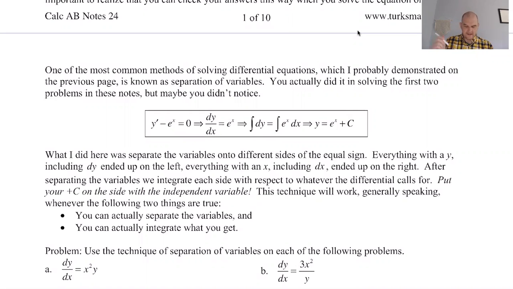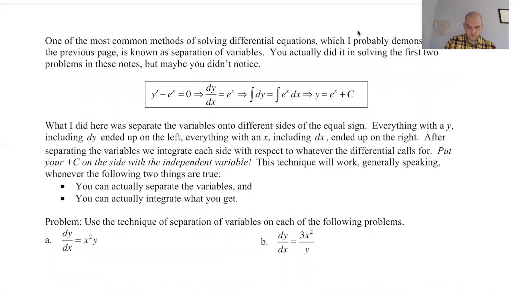So in the box here is just an example of how you separate and then integrate. When you're doing these sorts of things, you want to get everything that has a y, including dy, on one side, usually the left. Everything that has an x, including dx, on the right-hand side, which effectively comes from multiplying both sides by dx, which I'm fine with. You're probably going to be fine with it for a very long time. So we need to be able to do that.